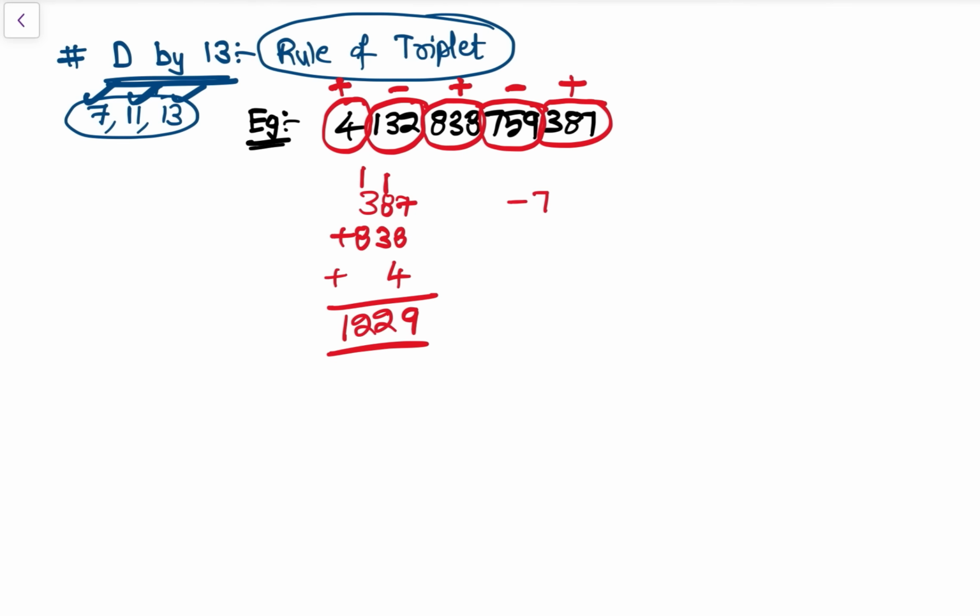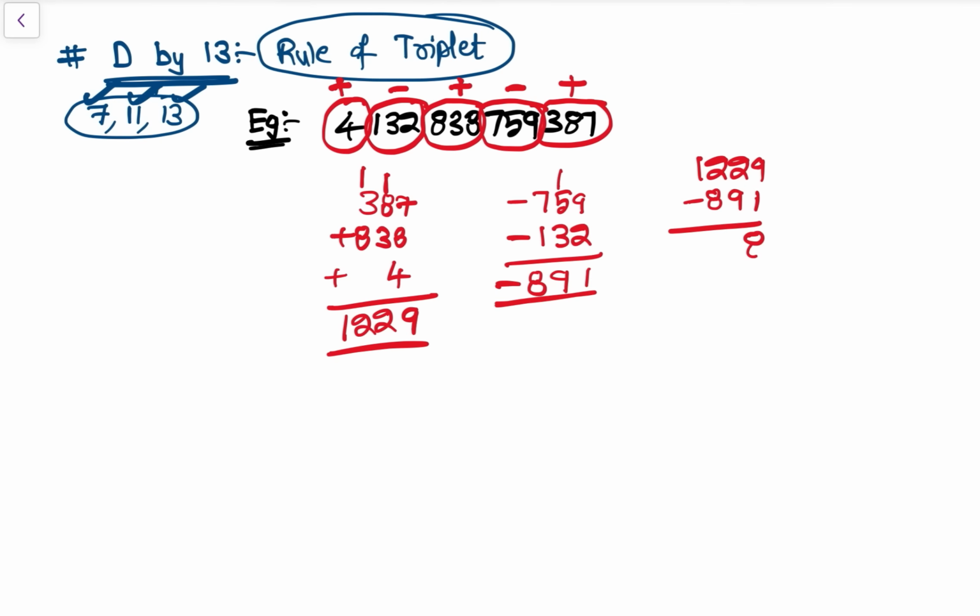See minus 759 and minus 132. That is 11, 9 and 8. That is minus 891. अब दोनों को, so 1229 minus 891 करो. So that is 8. Then 12 minus 9 is 3. Then 11 minus 8 is 3. So that is 338. So 338 जो बचा है उसको 13 से करना है.